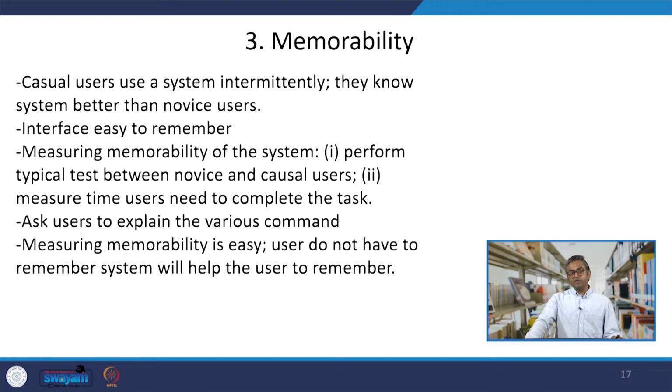So, measuring memorability is easy. Users do not have to remember the system, the system will help the user to remember. So, the user doesn't have to put in an effort to remember the system functions, but the system itself is providing aid to the user. For example, control means the command key.